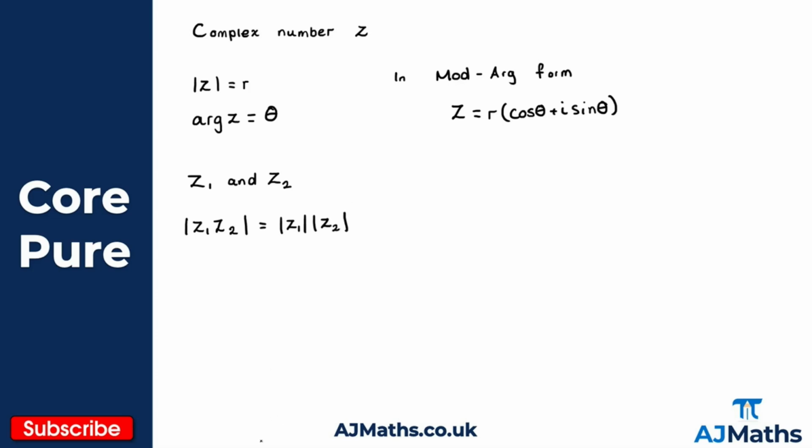And we have another similar property for the argument. So if we've got the argument of z1 times z2, it's not quite the product here, it's the sum. So it's going to be the argument of z1 plus the argument of z2.